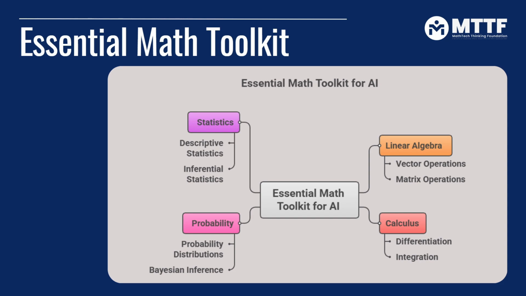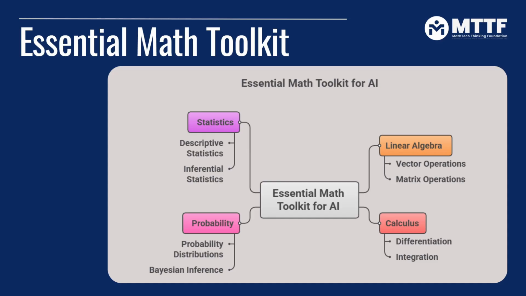Each tool plays a specific role in how AI systems learn, reason, and make decisions. Statistics helps us make sense of the data. Through descriptive statistics, we summarize and understand what the data looks like. Through inferential statistics, we draw conclusions, make predictions, and measure confidence in the results.